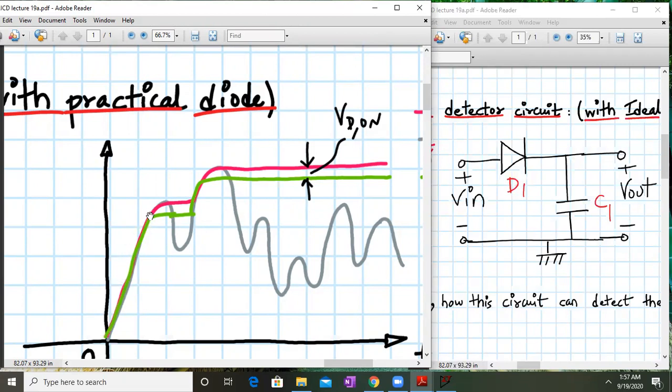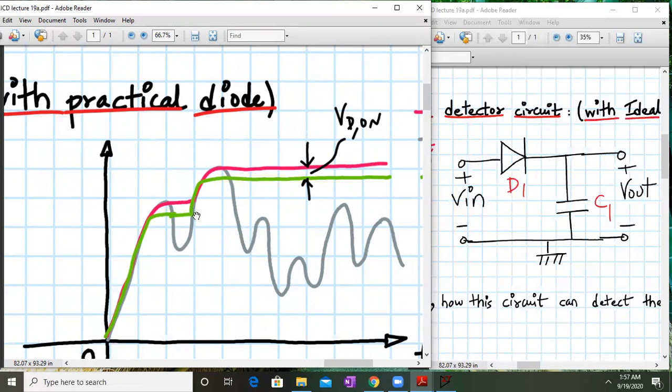But whenever it goes towards the peak value, it cannot reach the peak. It will reach 0.7 less than peak. And again, whenever the input is reducing below this peak value minus 0.7, minus VD1, we can say, what will happen? Again, the diode will become off, and when the diode becomes off, the capacitor will hold the charge. So that is what is happening over here.